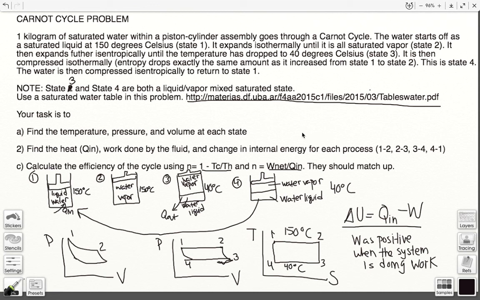Okay, so why don't you give this problem a stab, and then in the next video you can see the solution in more detail, and we'll go through each of these sections. Okay, good luck.